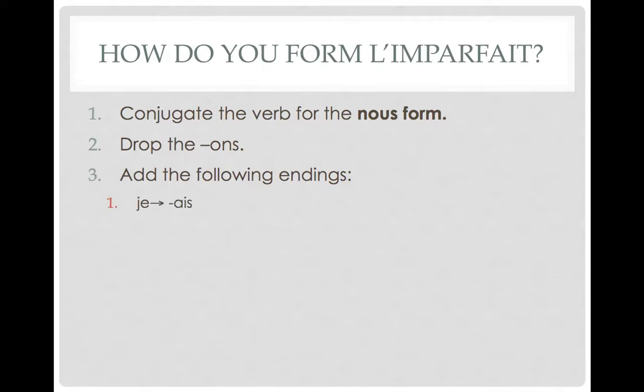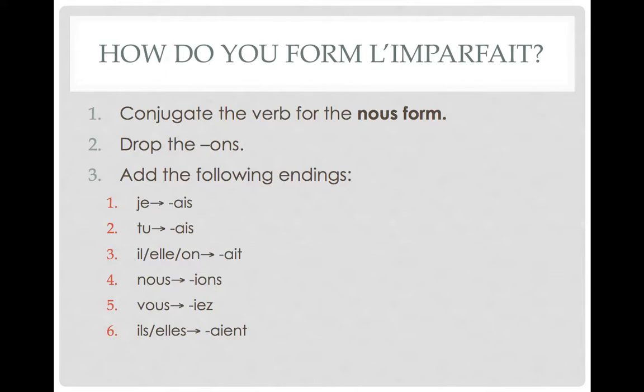So if you're conjugating in l'imparfait for je, you'd add AIS. For tu, you would also add AIS. For il, elle, or on, you would add AIT. For nous, you would add IONS. For vous, you would add IEZ. And for ils, elles, pluriel, you would add AIENT.